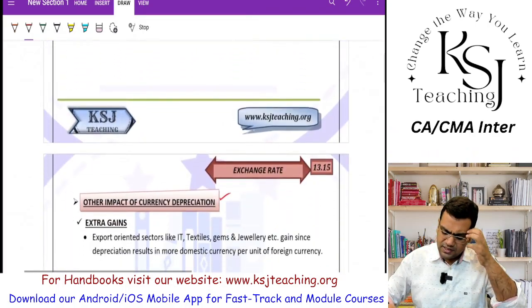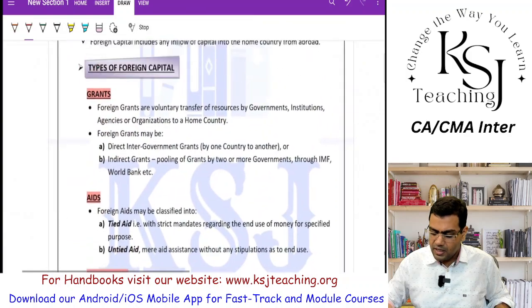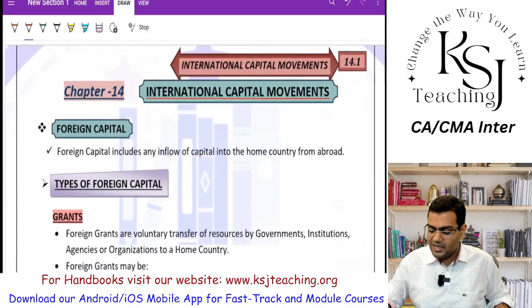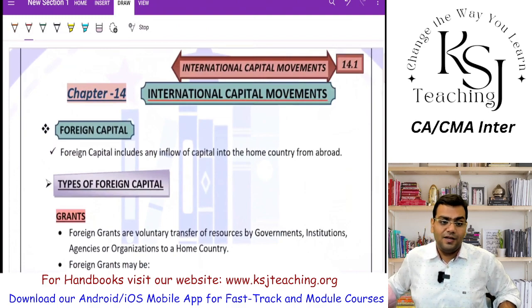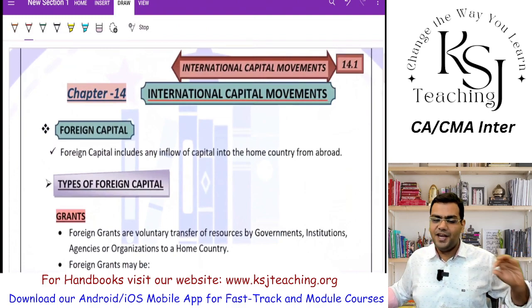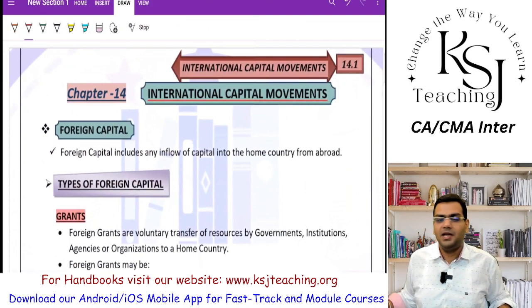So with this, the exchange rate is done. It was a very simple topic, sir. Very simple topic. Now we are left with just the last chapter, that is international capital movements. Very simple chapter again. We'll try to complete it in 1 or 2 lectures, because this is very simple. This is not very difficult. FDI, FPI, interesting but simple, right?